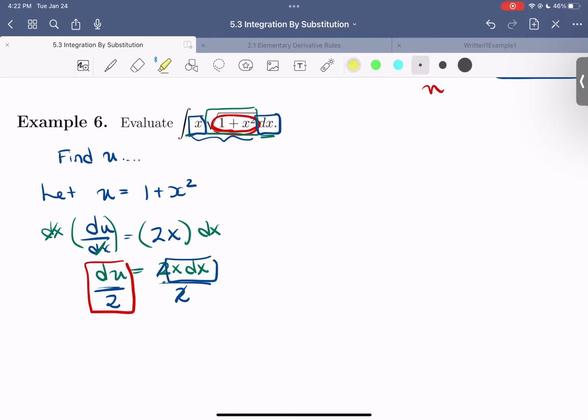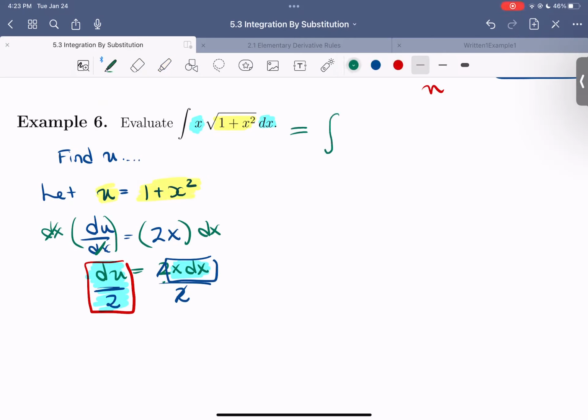Okay, and I'll use a little color coding so we can really see this. Here's going to be my u. Here's going to be my du over 2. So that's what we're going to substitute in for x dx. And we'll substitute u for 1 plus x squared. So let's just try this out. Let's see what happens to this integral when we make this substitution.